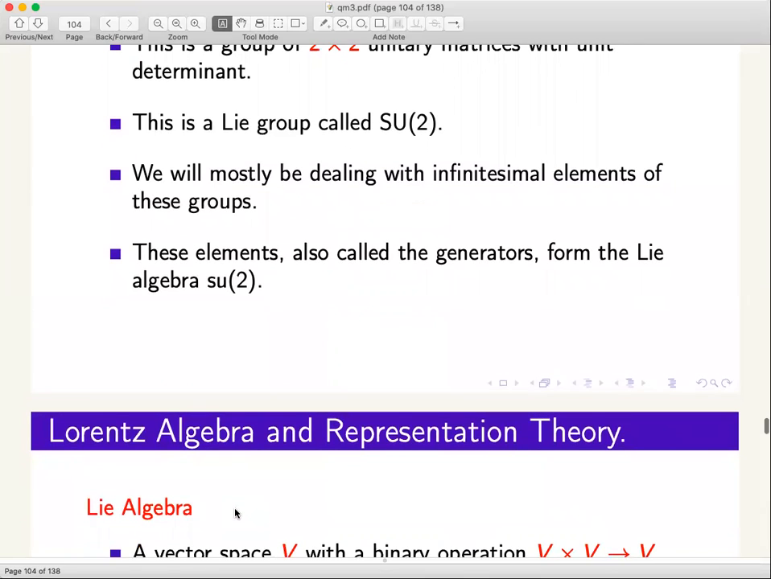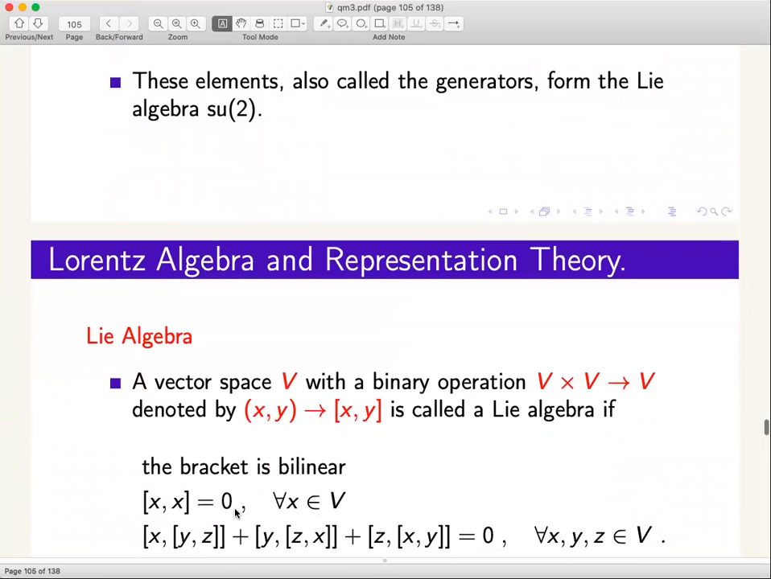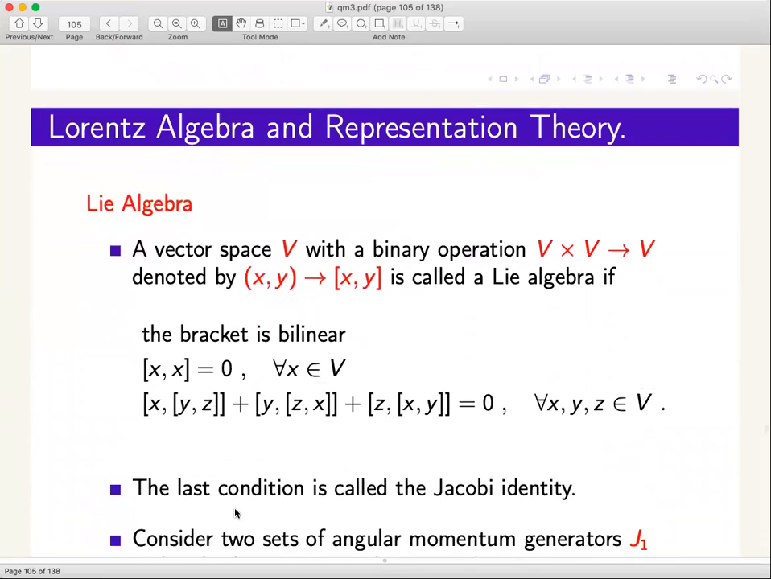So let's define the Lie algebra. A Lie algebra is a vector space V with a binary operation, that means an operation from V cross V to V, which is denoted by xy going to the commutator of x and y. In physics we call this a commutator bracket, but of course Lie algebra predates quantum mechanics, so this was initially called, and even now is called, the Lie bracket. So sometimes we would use the word Lie bracket while talking about a commutator like this.